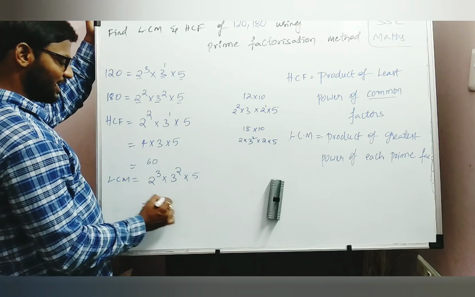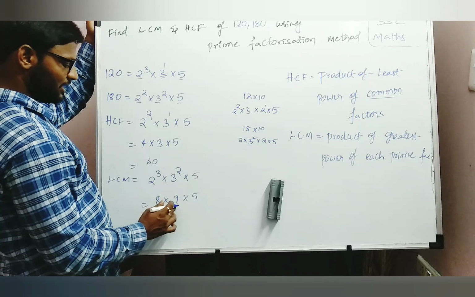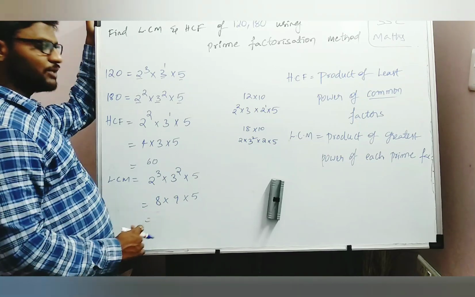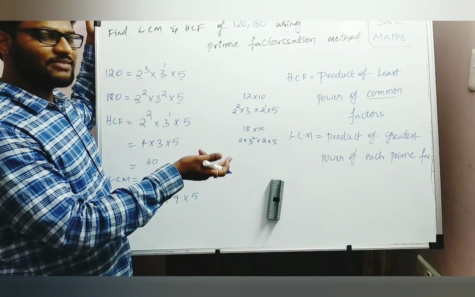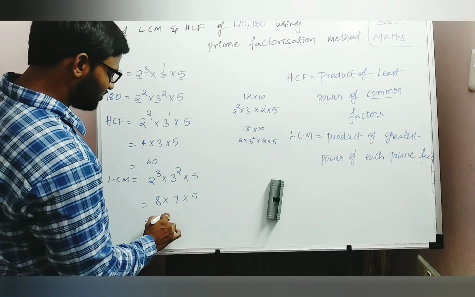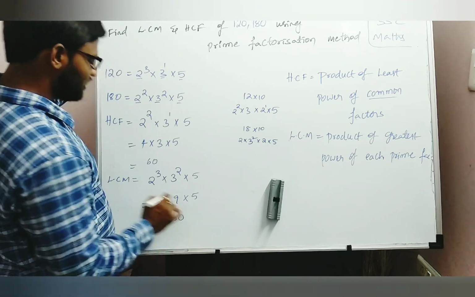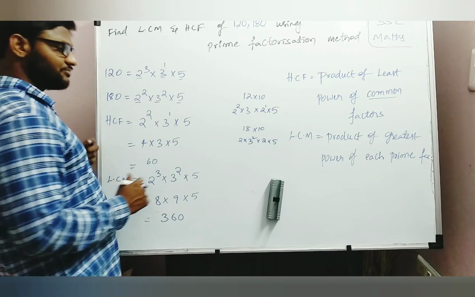2 power 3 is 8. 3 power 2 is 9, and 5. 8 9s are 72. 72 into 5. 72 10s are 720. 72 5s are, make it half, 720 half equal to 360. Okay. HCF is 60. LCM is 360.